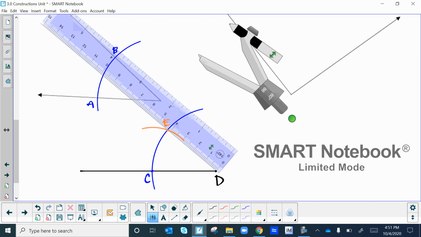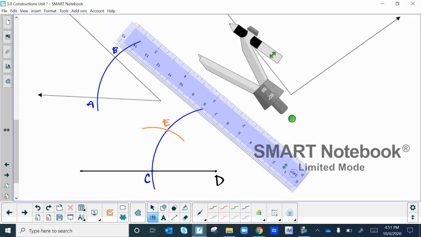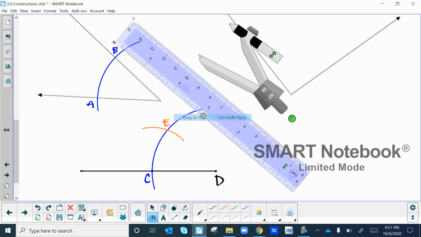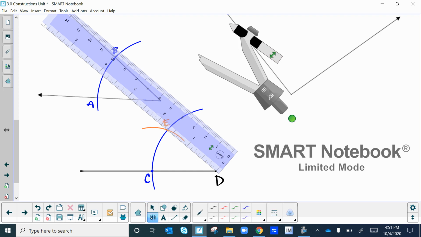Oopsie, undo. And now it's not going to connect to my ruler for some crazy reason. Let me try one thing. Okay, so let's try it one more time. Get my pen. There we go.